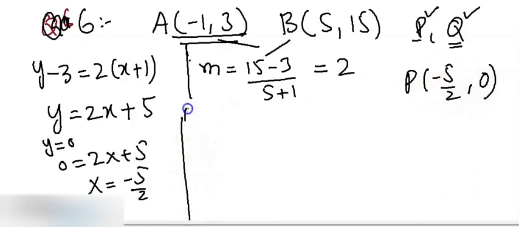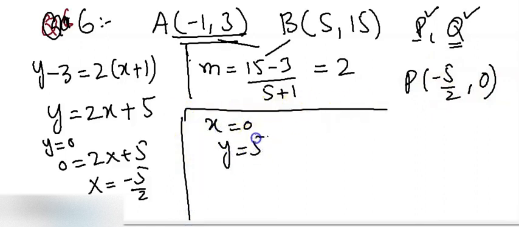For point Q we need to set x equal to 0 and y becomes 5. So point Q becomes 0 comma 5. So at P the line meets the x-axis and at Q the line meets the y-axis.